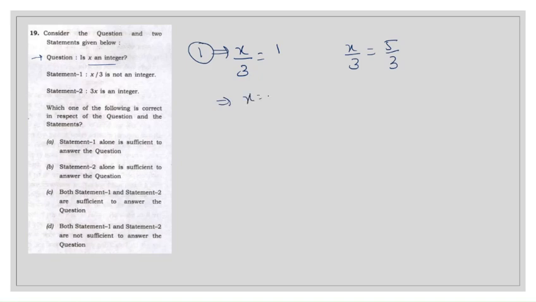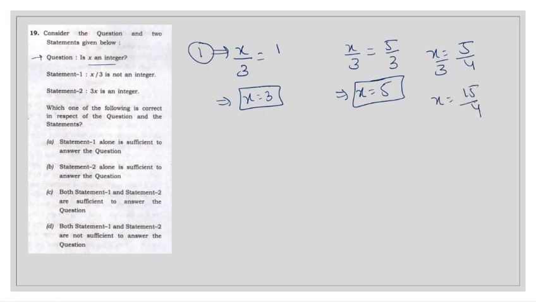Here if we check, x will be equal to 3, so x is an integer. Again, 3 gets cancelled, so we have x as an integer. But if we take another example, for example x upon 3 is equal to 5 upon 4, then x becomes 15 upon 4. Now here x is not an integer. Then we move on to statement 2, because statement 1 does not give us any inference. There are cases when x is an integer and cases when x is not an integer.